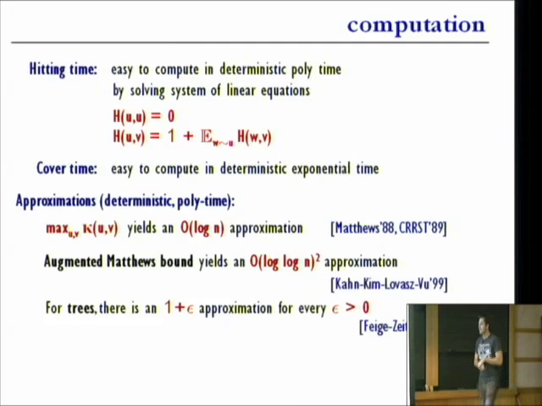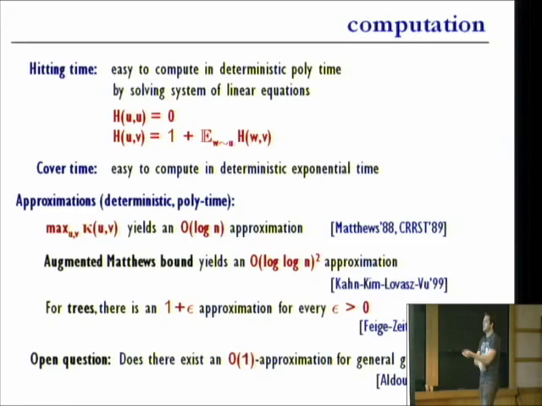And then I should mention a very recent work of Feige and Zaituni actually showed that for trees you can get something very good. You can get a 1 plus epsilon approximation for every epsilon. And in fact, you can even take epsilon there to be 1 over polynomial and still get an efficient algorithm. But one basic question has remained open: does there exist an order 1 approximation for general graphs, which is deterministic?